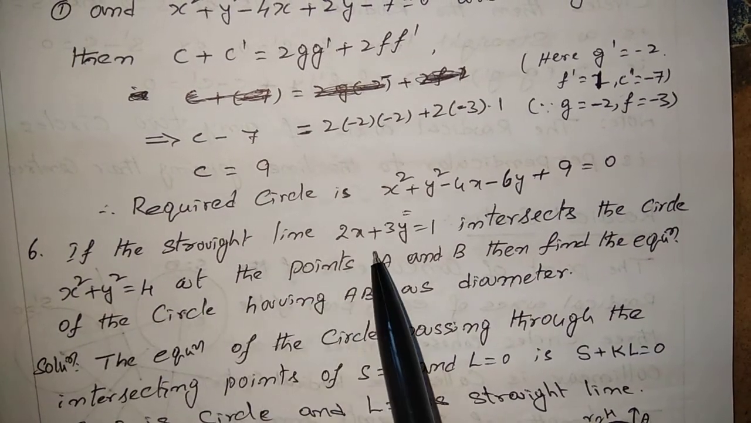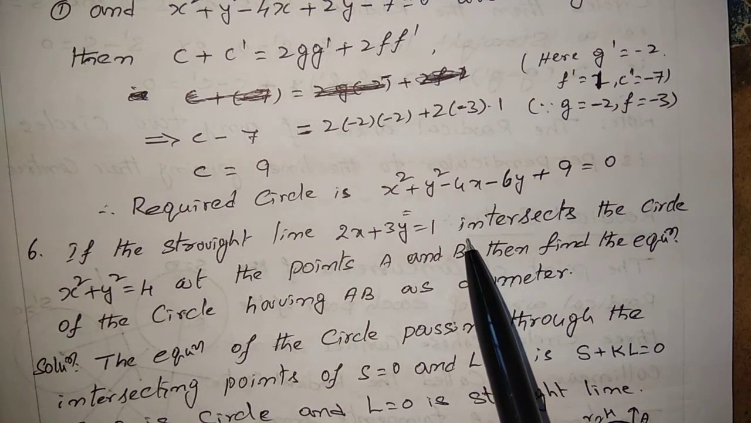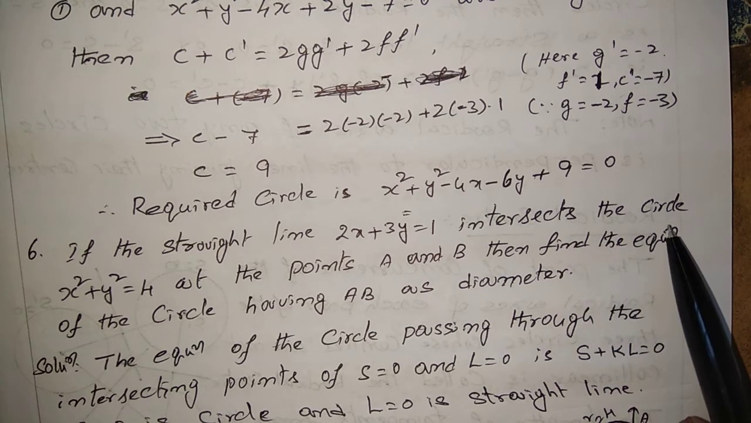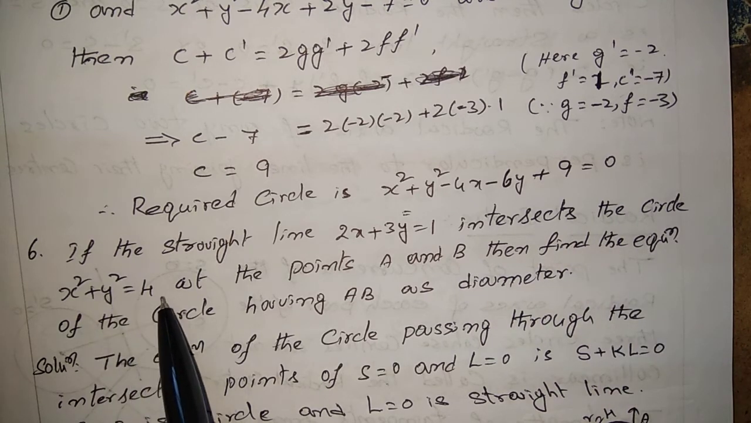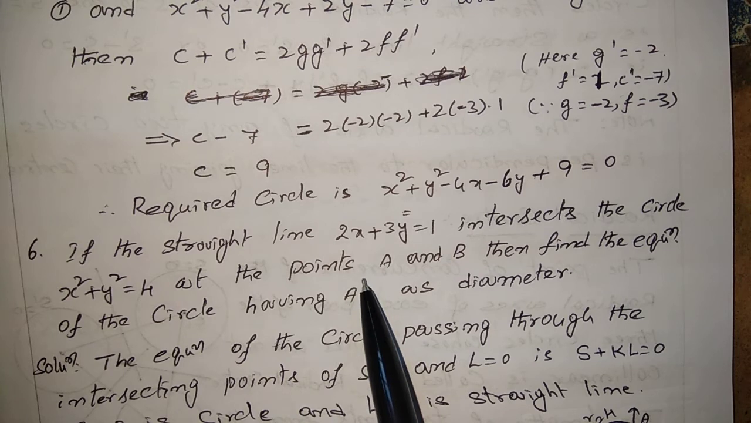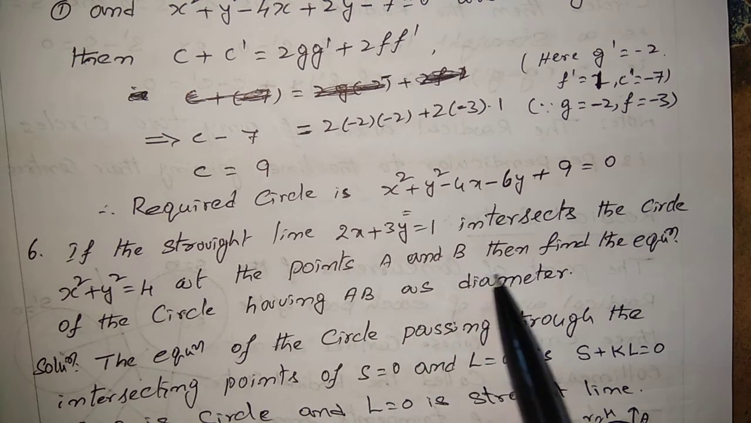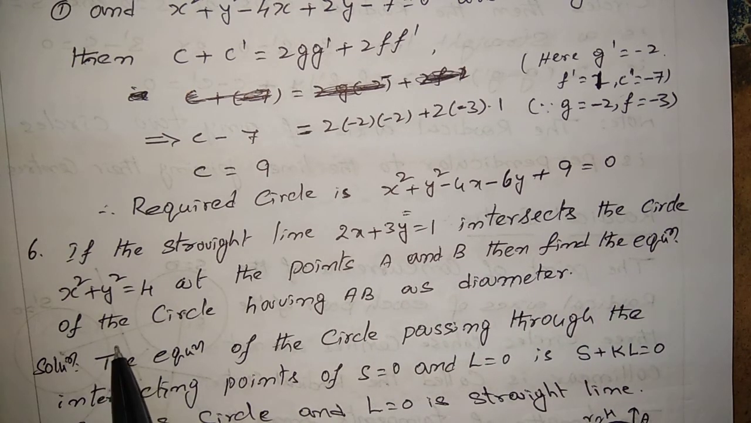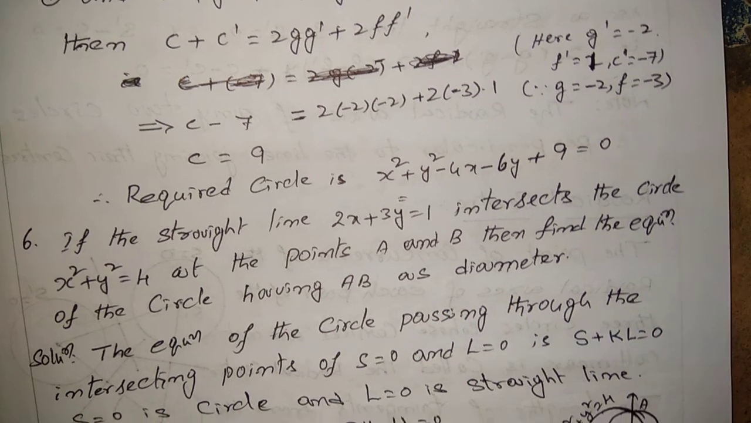Next, the second one. If the straight line 2x plus 3y is equal to 1 intersects the circle x square plus y square is equal to 4 at the points A and B, then find the equation of the circle having AB as diameter.